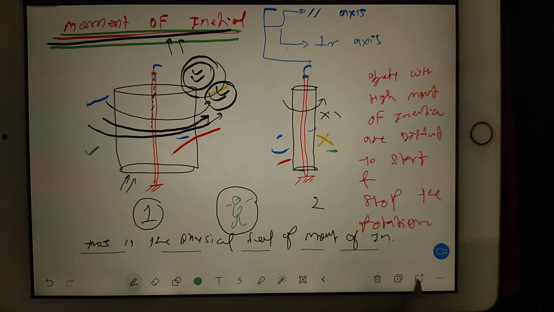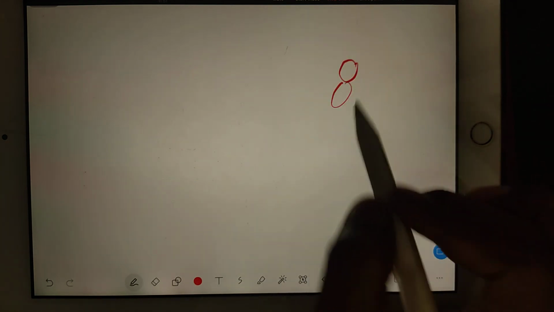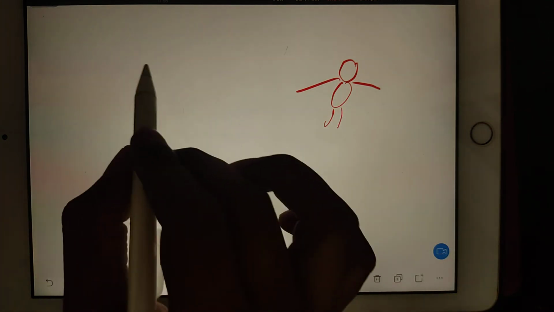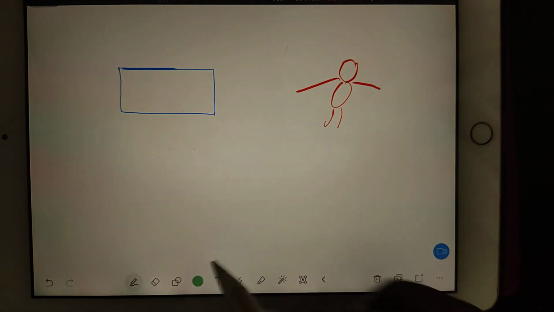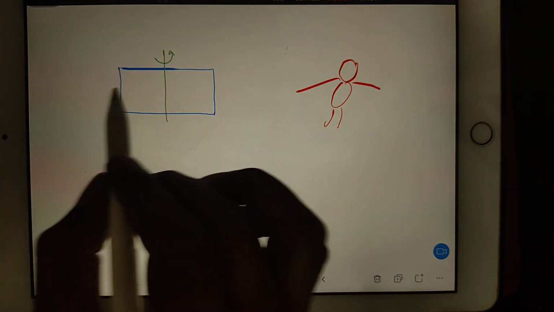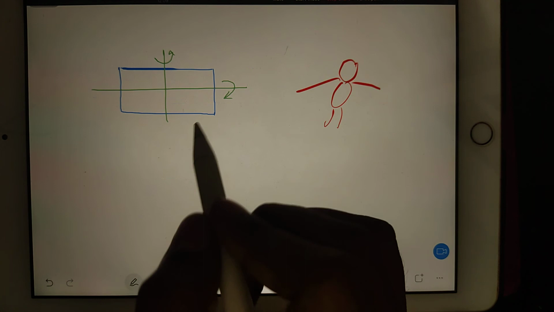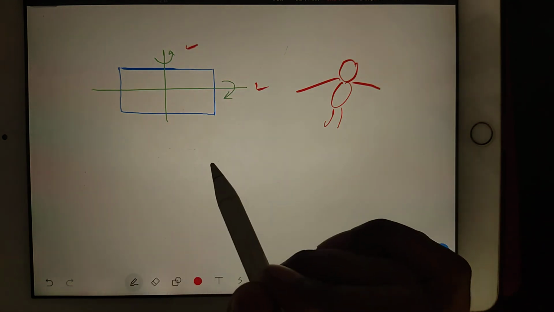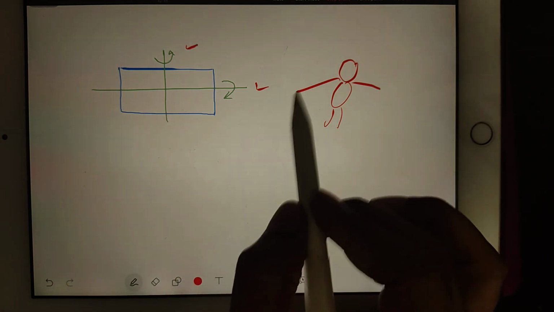Now take down one very good example. Suppose someone is sitting somewhere, and it is very hot weather, and you have one rectangular object. This object you can rotate about this axis, and also about this other axis. In which case will it be easier to rotate the object, and in which case will it be difficult? According to that only you will hold your hand.